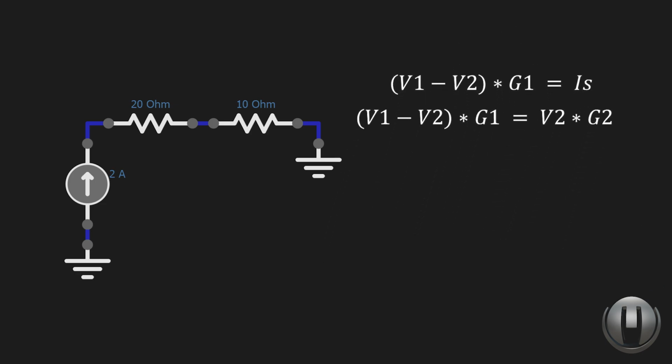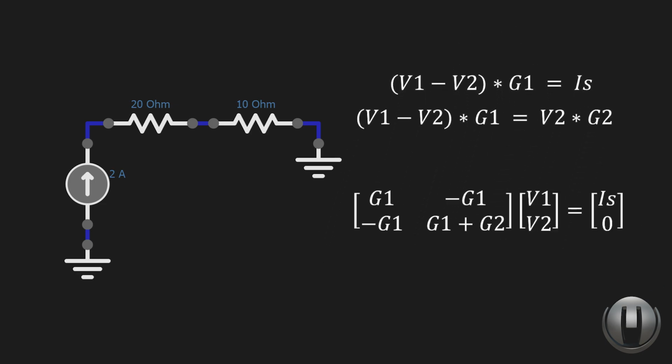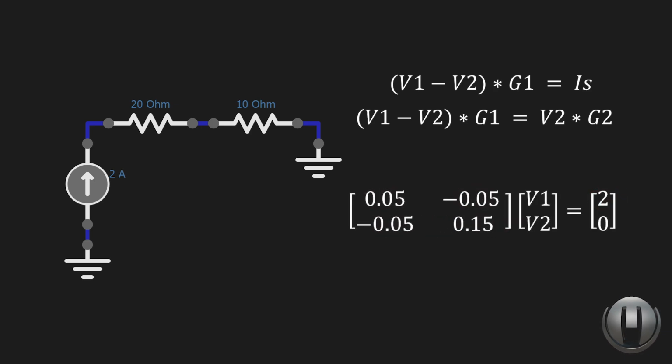Let's express this system of equations in matrix form. We will get this system. Then substituting with the values of G1, G2, and Is, we get this system. Then solving this system, we get V1 is 60 volts, V2 is 20 volts, which is correct.